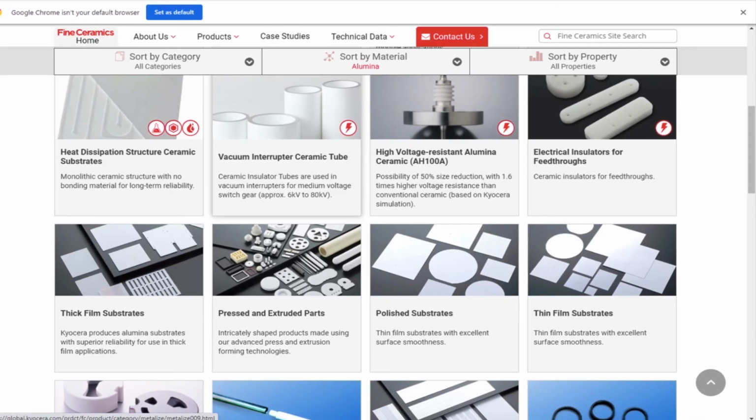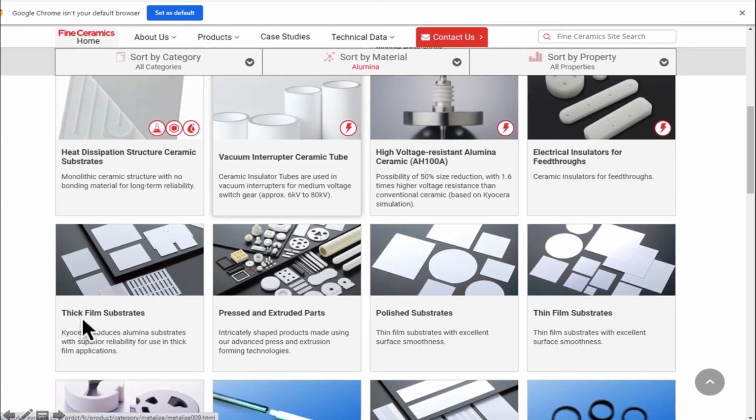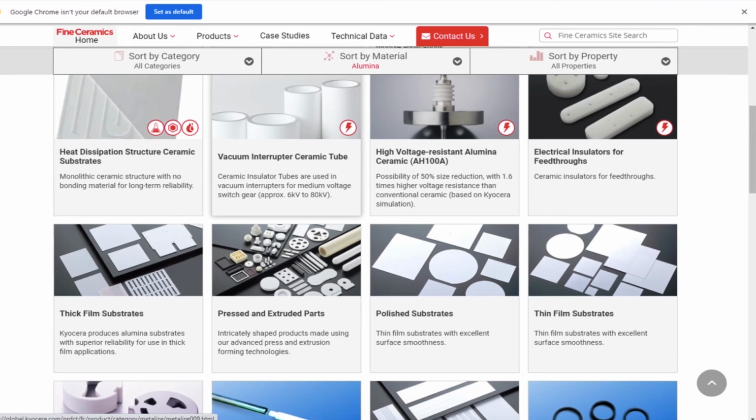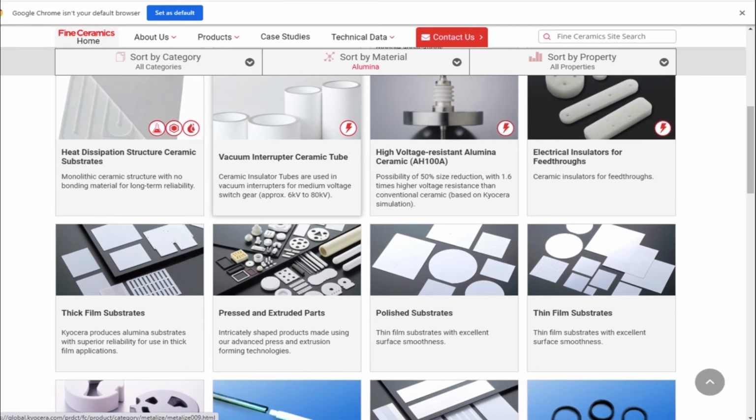Thick film. Thick film uses a substrate of aluminum oxide, whose manufacturer is Kyocera. I will put the link down below. They manufacture aluminum oxide as a substrate for thick film, as you can see here, and thin film. You will notice that there are two different substrates, one for thick film, one for thin film. The reason is that for thick film the purity is 96%, and for thin film the purity is 99.6%.